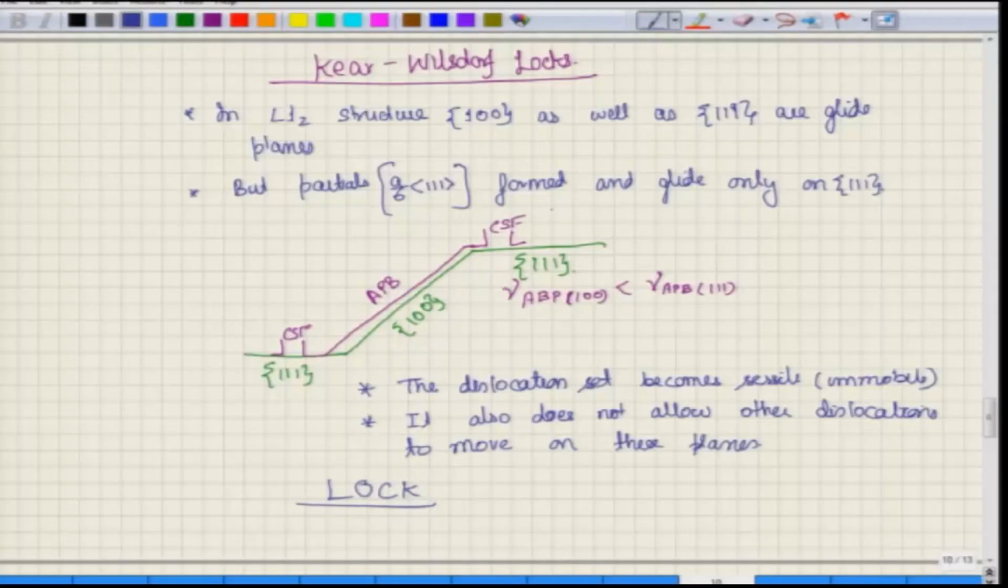Unless you put a key, what is that key? That you constrict the two partials and then allow them to move back onto the 1-0-0, onto back onto one of the 1-1-1. But that is not going to happen because this APB prefers to lie on 1-0-0. It is very unlikely that it will like to go on the 1-1-1. It will like to stretch itself on 1-0-0. It's like you want to sleep. So it is sleeping on 1-0-0 and it doesn't want to, you can say, walk on 1-1-1. So this is the more desired position for that.